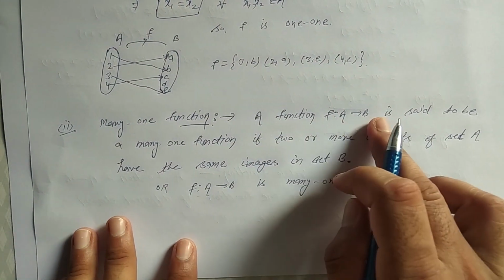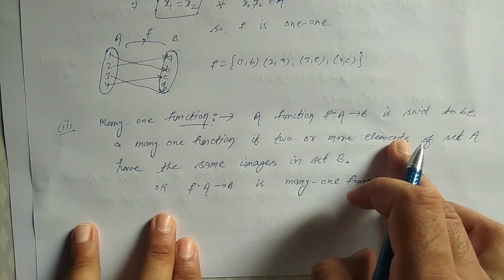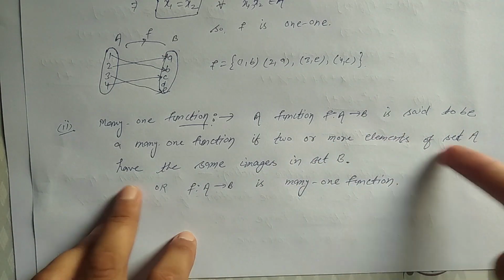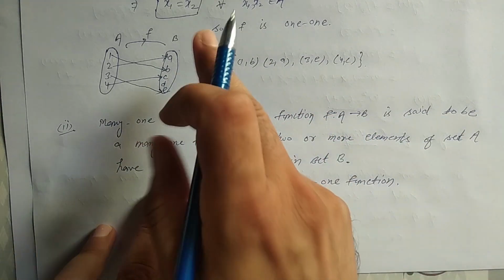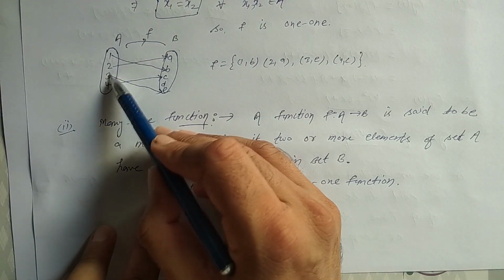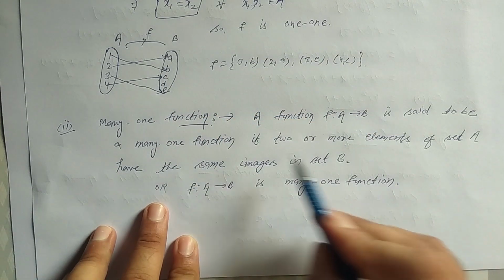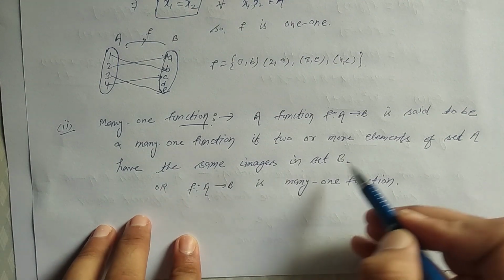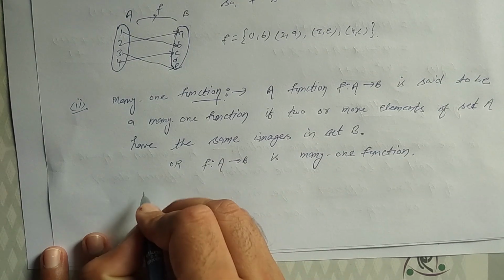Again, a function f from A to B is said to be a many-one function if two or more elements of set A have the same image in set B. But in a one-one function, different elements of set A have different images in set B. In a many-one function, two or more elements of set A have the same image in set B. Theoretical definition and mathematical definition.